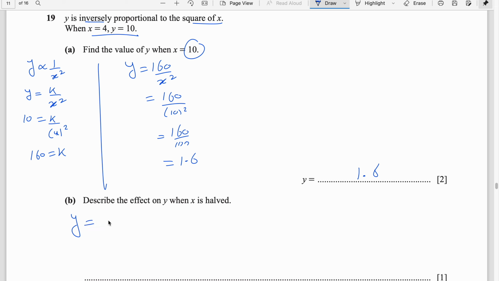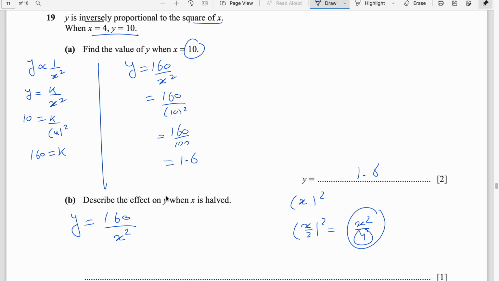So look at the equation carefully. When you halve the value of x, the square will actually decrease it 4 times. X is squared there, so when you halve it, it becomes x square by 4. So the denominator is reducing 4 times, which will increase the value of y by 4.